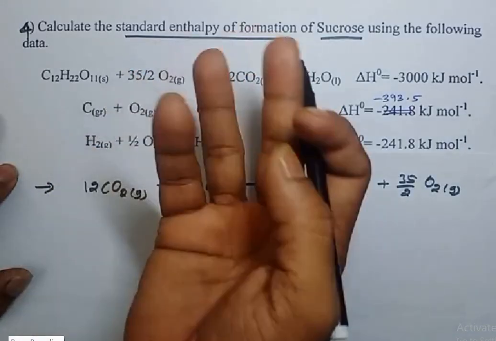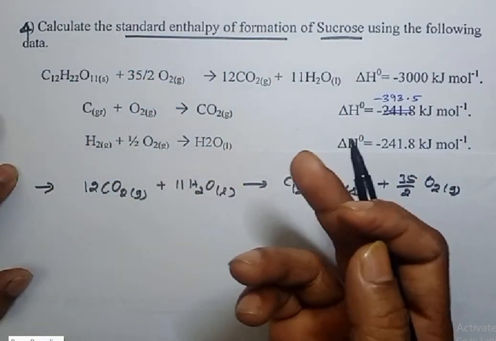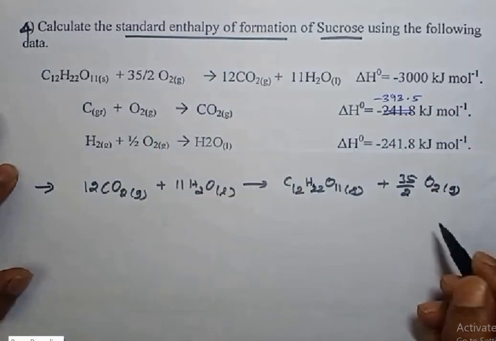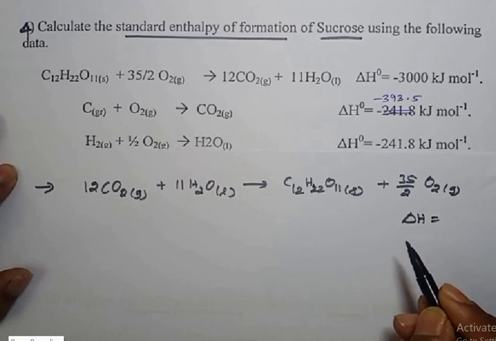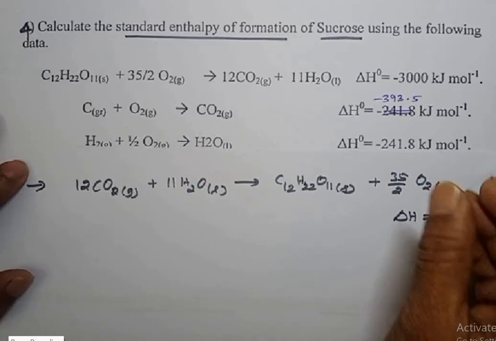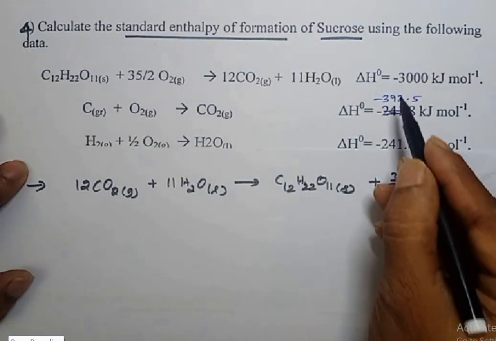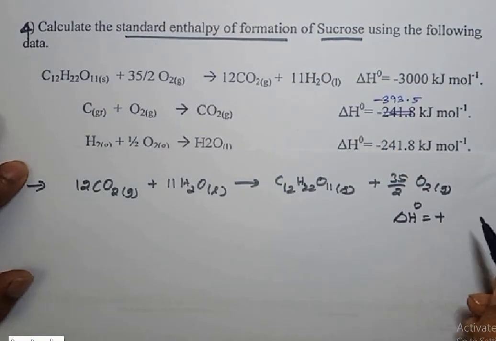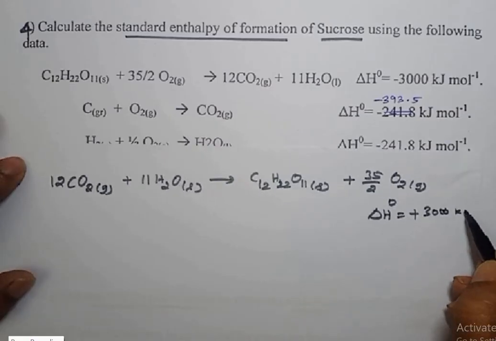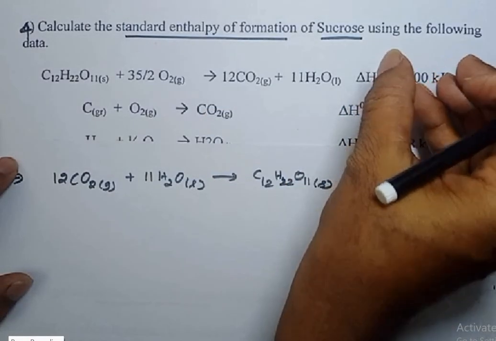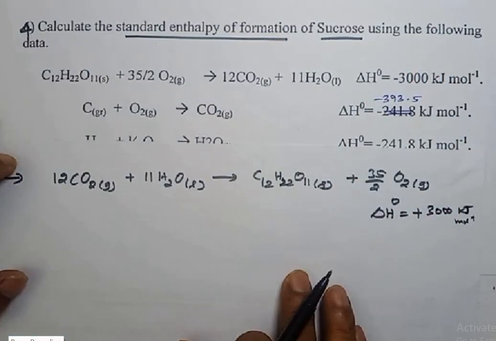If you reverse the reaction, you know very well, according to thermochemical laws, whenever you reverse the reaction, the enthalpy of the new reaction is nothing but the same value of the original reaction, but with the opposite sign. So instead of minus, you put plus 3000 kilojoule per mole. Whenever you reverse the reaction, the magnitude remains the same, but the sign will change.